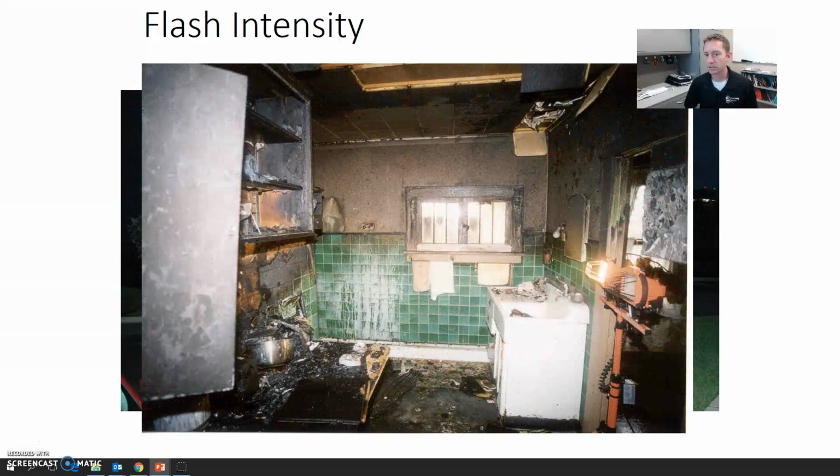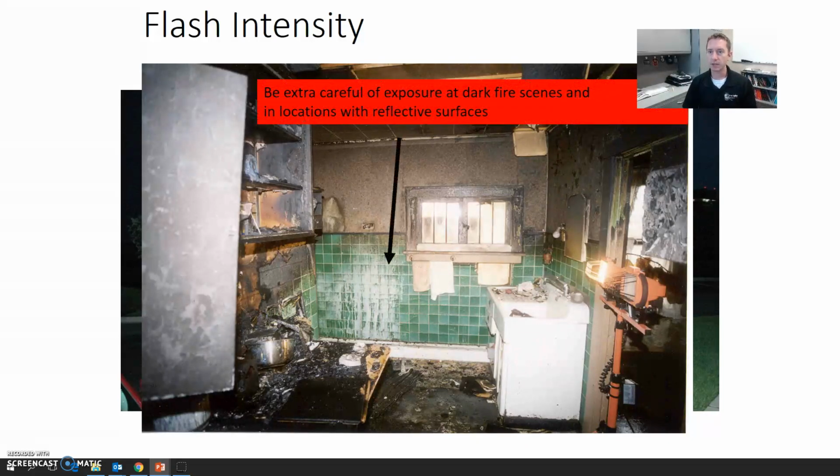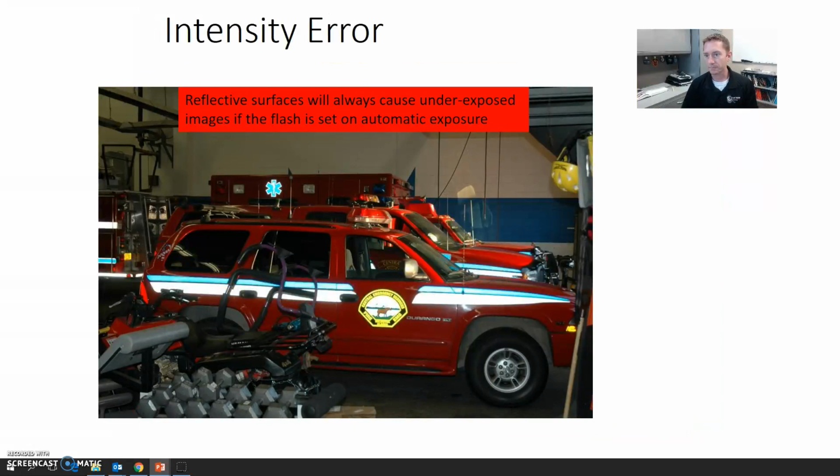Another flash intensity error we get. So when we're at a fire scene, we get surfaces that are damp or surfaces that have become wet. And so we end up again with some flash intensity errors, where we end up with this section of wall here, tiling that is a reflective surface, and because it is damp, it becomes just that much worse.